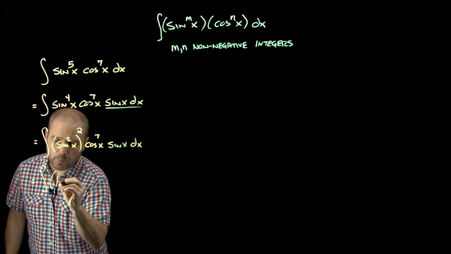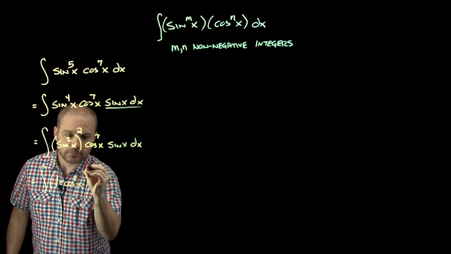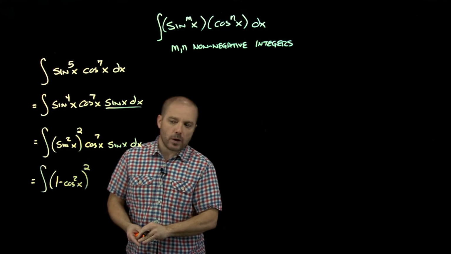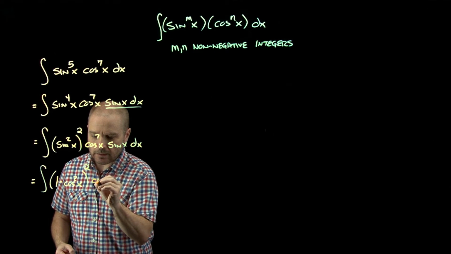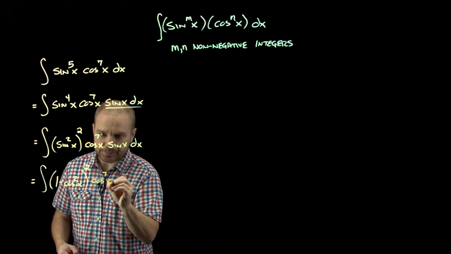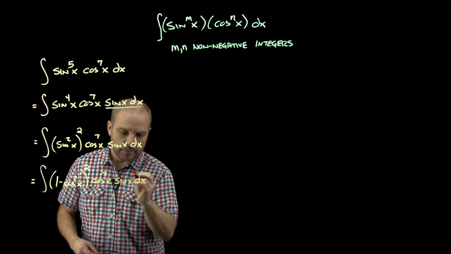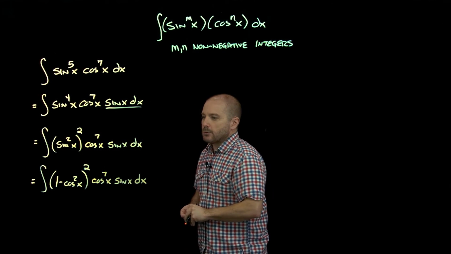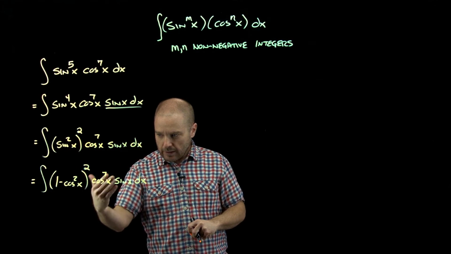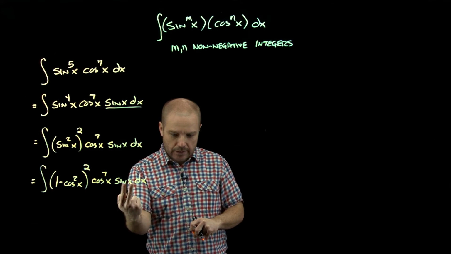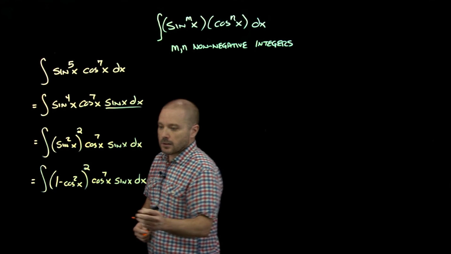Sine squared plus cosine squared is 1. Which means sine squared is 1 minus cosine squared. That's one of those identities we should know from trig. And now we have exactly what we want. Everything in this expression, all the trig functions have been switched to cosine except for that single sine there. And so we're ready for a u substitution.